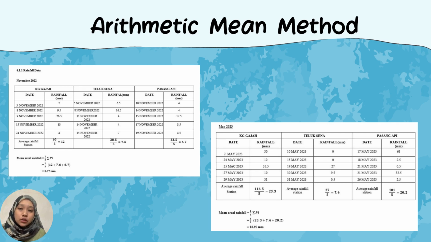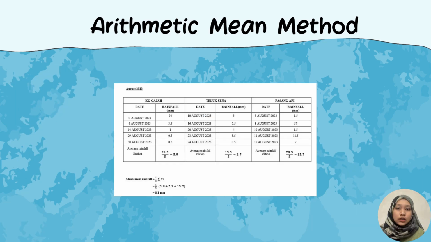In May 2023, the average of Kampung Gajah is 23.3, Teluk Sena is 7.4 and Pasang Api is 20.2. The total mean area rainfall is 16.79 mm in May 2023. In August 2023, the average of Kampung Gajah is 5.9, Teluk Sena is 2.7 and Pasang Api is 15.7. So, the total mean area rainfall is 8.1 mm in August 2023.